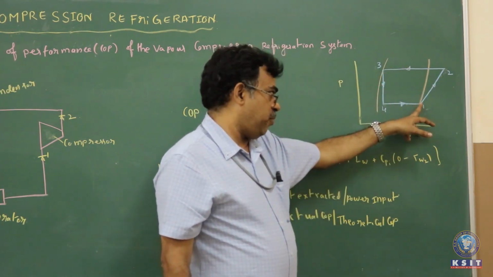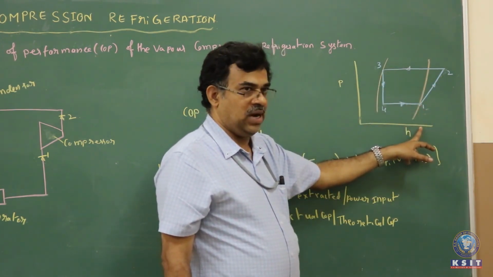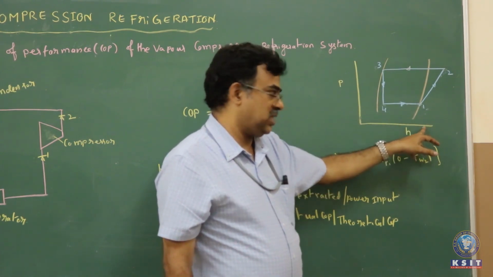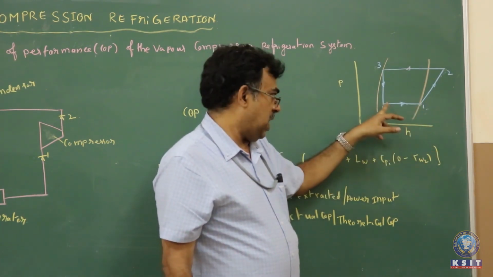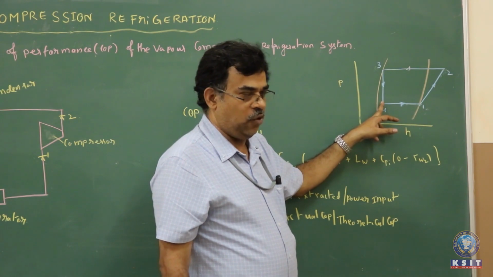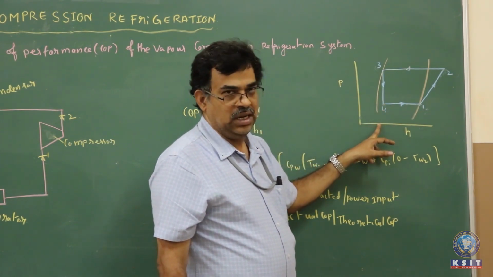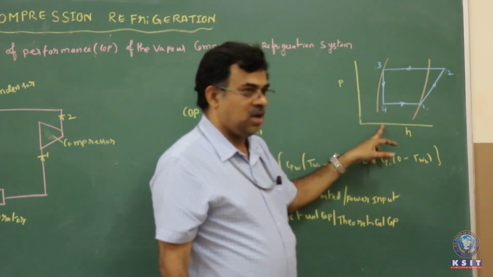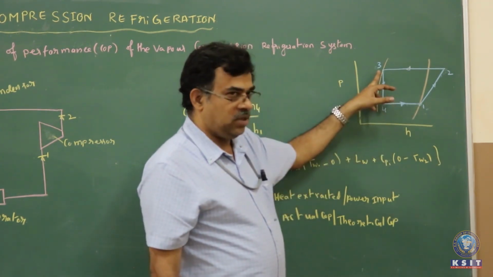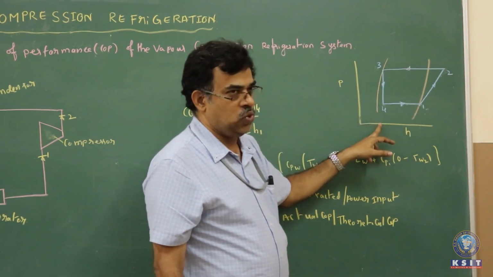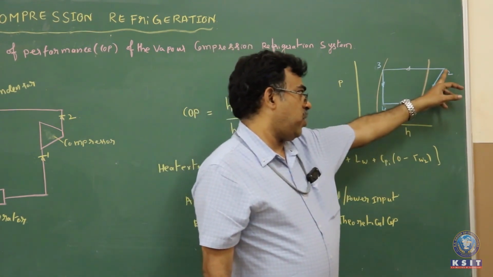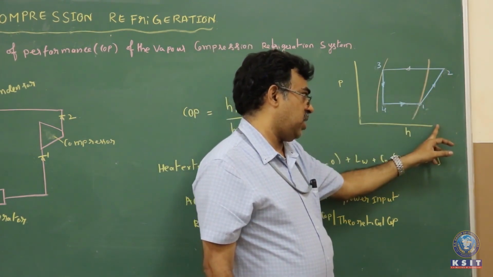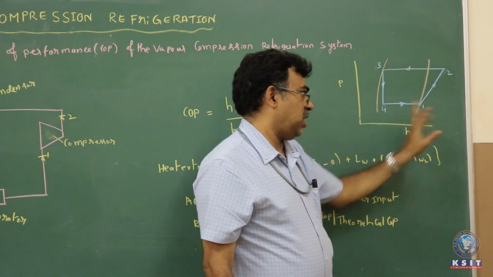Now from point 1, you draw the perpendicular line, it intersects the x-axis, you get H1. And similarly from point 4, you draw the perpendicular line to the x-axis, you get H4. And you observe in the figure, H3 equals H4. And from point 2, you draw the perpendicular line, you get H2.